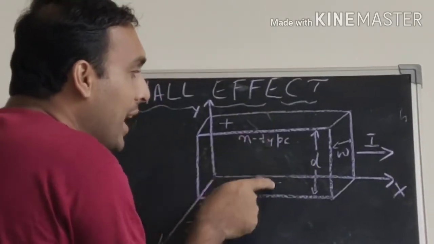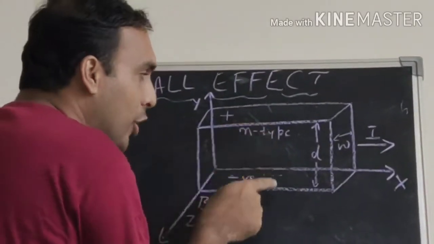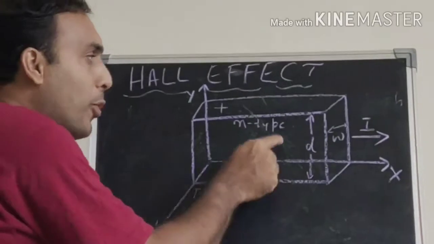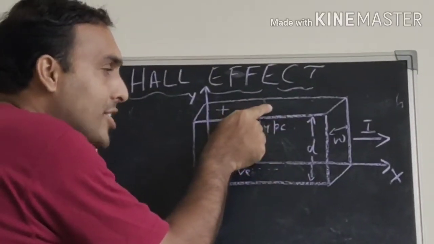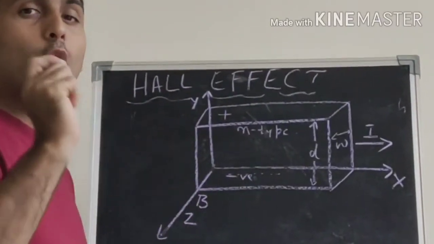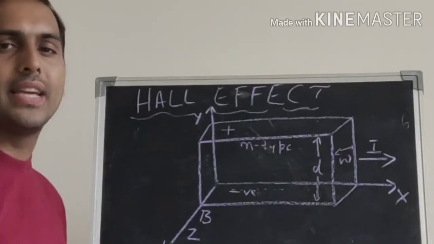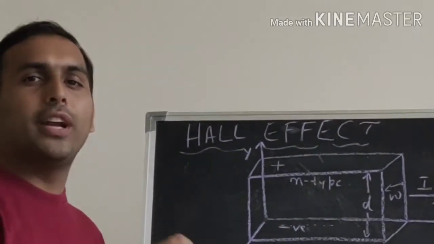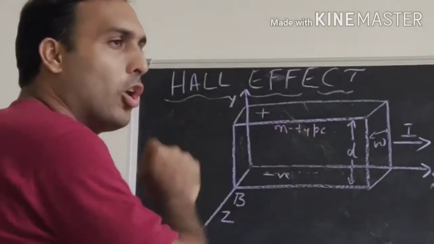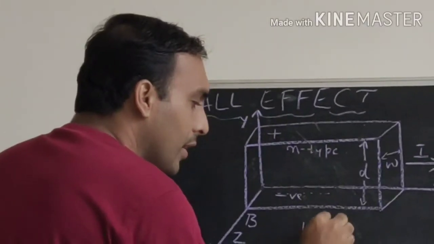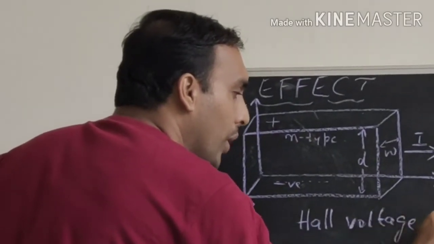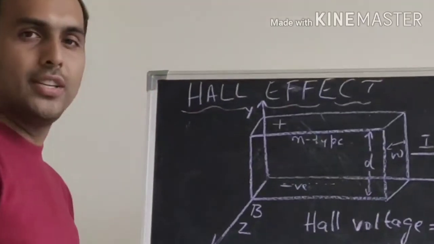That means there will be a potential, negative on one side, which develops between the upper end and the lower end. This voltage which develops between these two ends is called Hall voltage. This was studied by a scientist named Edwin Hall, and therefore it is named the Hall effect, and he observed this. Therefore the voltage is called Hall voltage, VH.